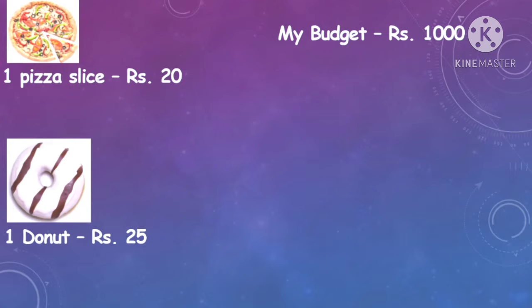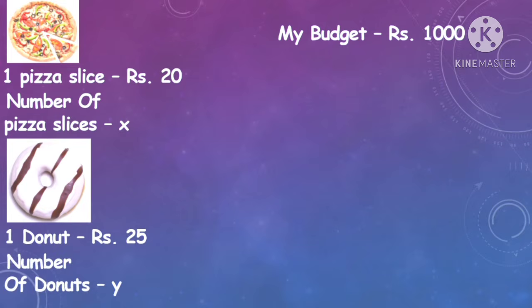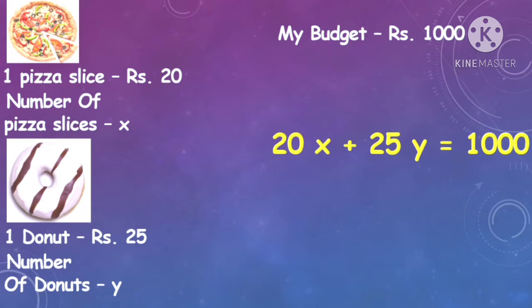Well, linear equations come to your rescue here. Taking x as the number of pizza slices and y as the number of donuts, we can create our own linear equation as 20x plus 25y equal to 1000. And now you can simply play around with the values, friends. Suppose I take x as 20, then substituting it in the equation, I'll get y as 24. That means 20 pizza slices and 24 donuts.